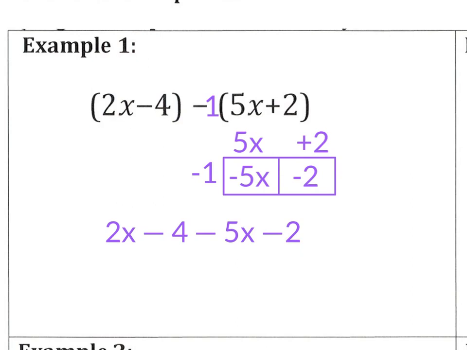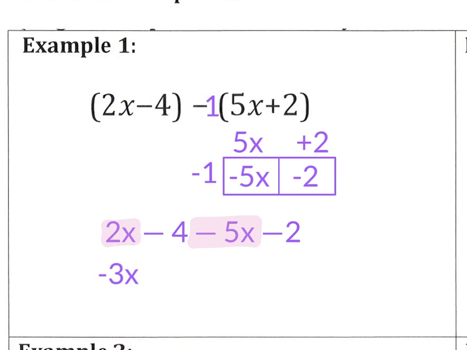Now that I've done this distribution, we just need to find combining like terms, just like we've been doing. So looking through, we start with our x's to keep it in standard form. So I see a 2x minus 5x. So 2x minus 5x gives me negative 3x.